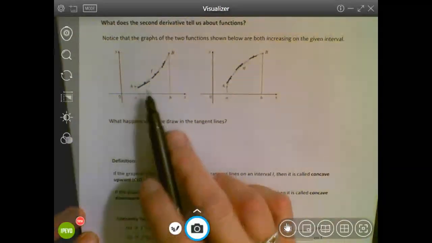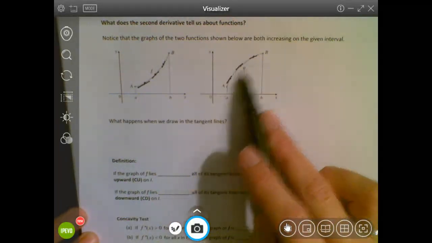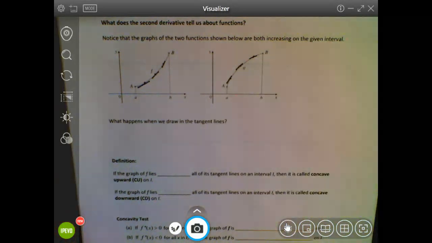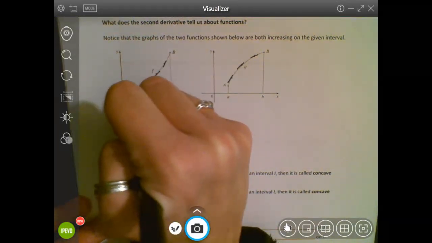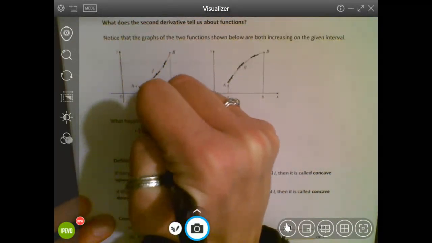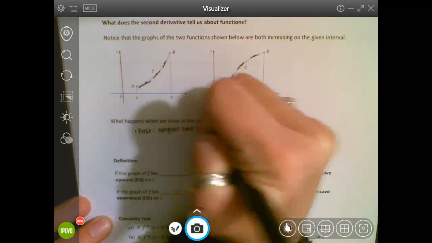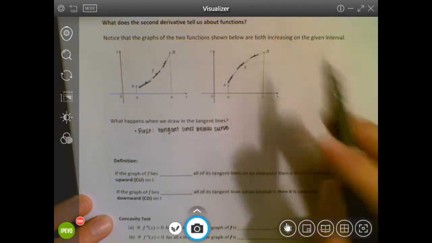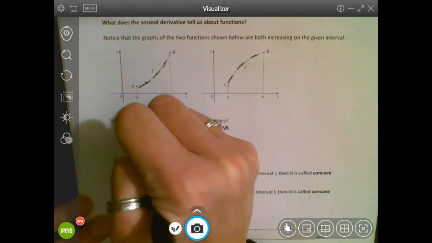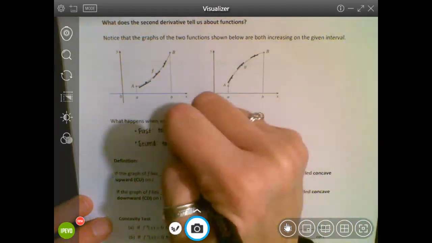You'll notice that depending on which way our graph was increasing, whether it was going upward sloping or almost going upwards and almost downwards at the same time, our tangent lines happen to be in different spots. On the first graph, our tangent lines were actually below the curve. But when we drew in the tangent lines on the second graph, our tangent lines ended up being above the curve. And this has to do with something called concavity.